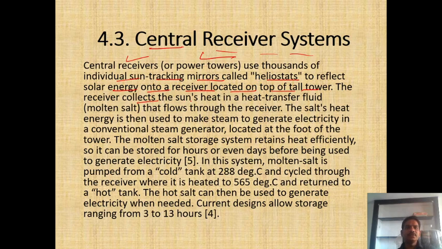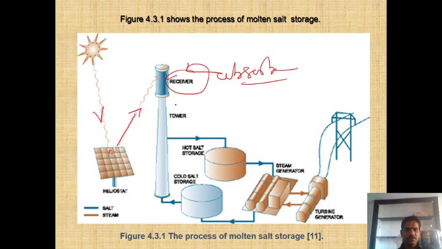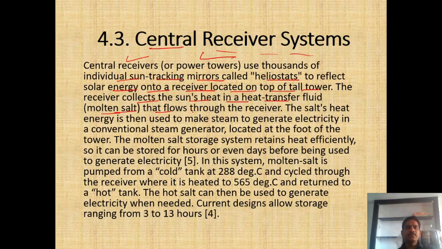The receiver collects the sun's heat in a heat transfer fluid that is called molten salt. The molten salt will be used here. Molten carbonate or sodium carbonate is used here. Means this is the working fluid used in the tower type. Why? Because it has a very high boiling temperature. That's why we can use this molten salt here, that flows through the receiver.